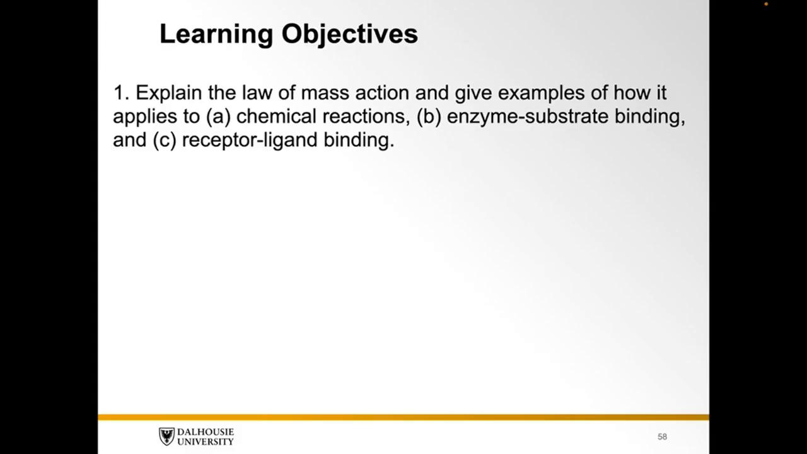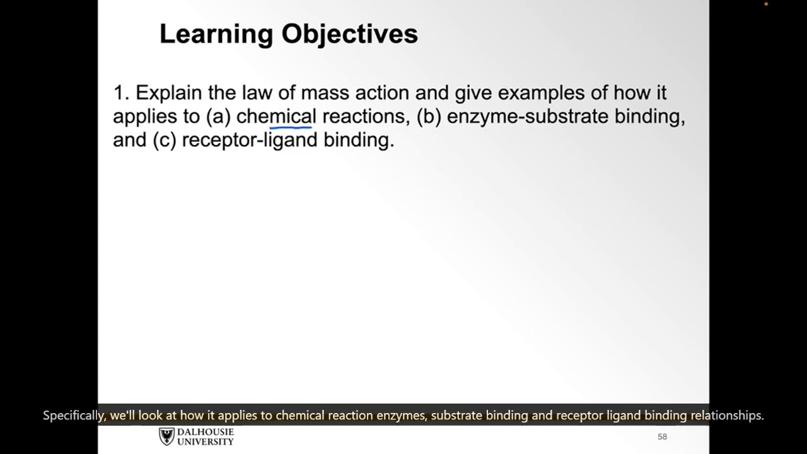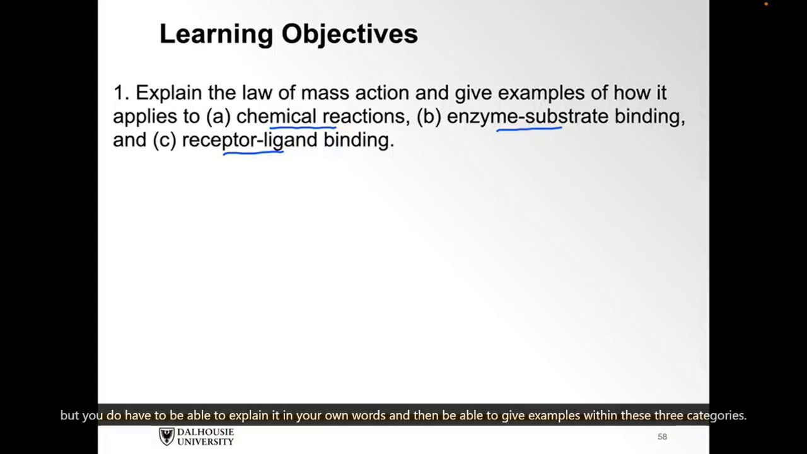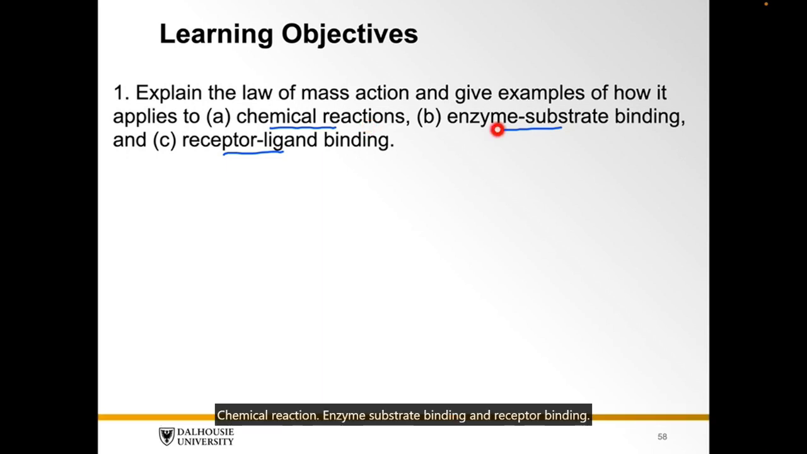But what is most important for us is to then apply this law to physiological examples. Specifically, we'll look at how it applies to chemical reaction, enzyme substrate binding, and receptor ligand binding relationships. So by the end of this video, you should first be able to explain the law of mass action in your own words. You don't have to detail the mathematical relationships, but you do have to be able to explain it in your own words and then be able to give examples within these three categories: chemical reaction, enzyme substrate binding, and receptor ligand binding.